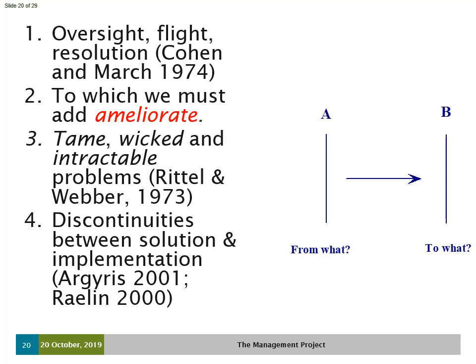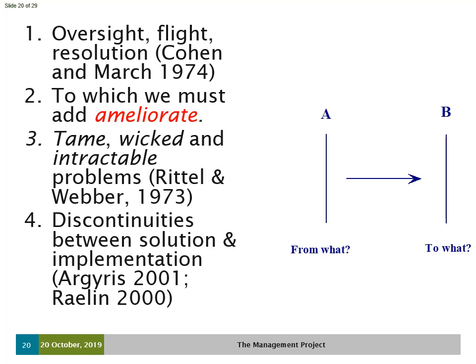Rittel and Weber from the planning literature came up with this idea of tame, wicked and intractable problems, which was subsequently taken up by management. Tame problems are relatively straightforward, wicked problems are difficult to solve, and intractable problems, issues, challenges or opportunities are usually impossible to solve. So again, you need to think about whether you're dealing with a tame, wicked or intractable problem. If it's wicked or intractable, then the best that you can do is ameliorate it, not solve it.